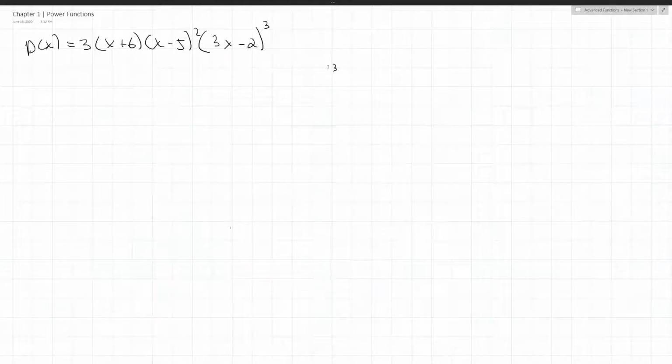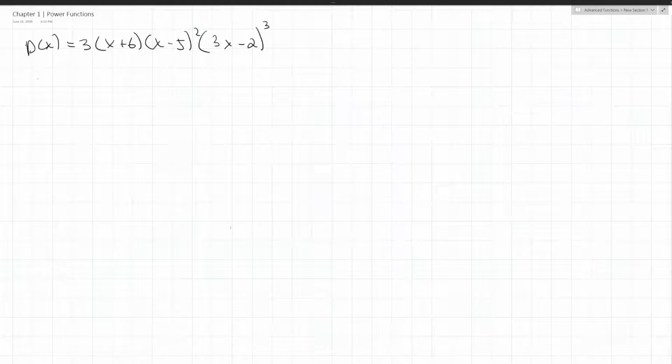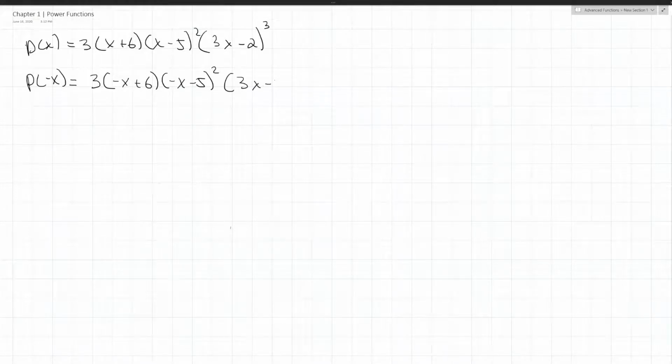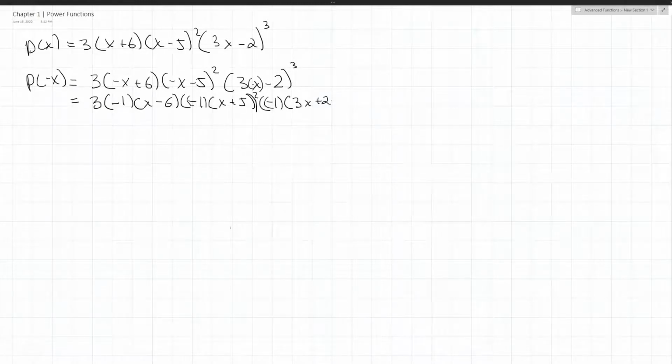Okay, well, let's look at example 4. We have the following function, p of x. So again, we need to find what p of negative x equals. So let's do that. 3, we substitute negative x's, plus 6 times negative x minus 5 squared, 3x minus 2 cubed. Let's expand this. So we have negative x minus 6. Then this would be negative 1 times x plus 5 all squared. I forgot the negative x. This is negative 1 again times 3x plus 2 cubed.